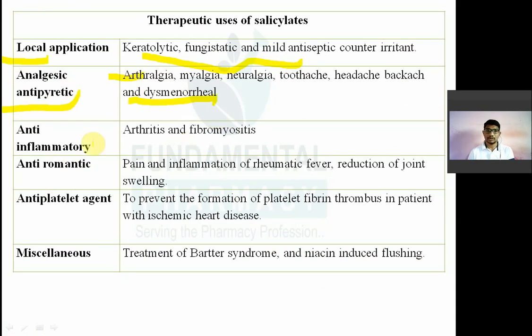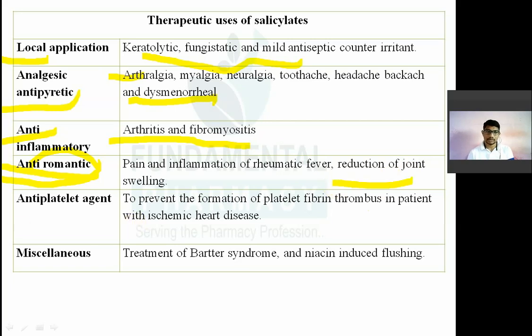These are the uses. Due to anti-inflammatory activity, they are also used in arthritis, rheumatoid arthritis, fibromyositis. आर्थराइटिस में यूज करते हैं इसको. रोमेटिज्म में यूज करते हैं. रोमेटॉइड आर्थराइटिस में. गाउट में भी यूज करते हैं ड्यू टू इट्स यूरिकोसूरिक इफेक्ट एंड एंटी इंफ्लेमेटरी इफेक्ट. कॉम्बिनेशन ऑफ दीज टू इफेक्ट्स आर यूजफुल. ओके. एंटी इंफ्लेमेटरी, एंटी रोमेटिक इफेक्ट. To relieve the pain and inflammation in rheumatic fever, so reduces the joint swelling.